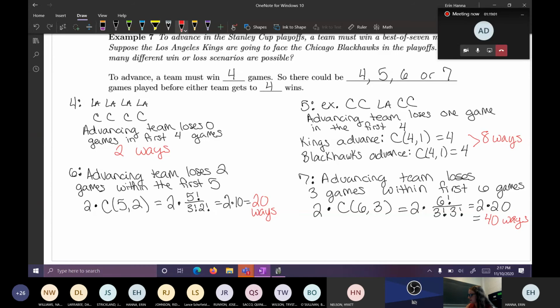So essentially, now we have these disjoint situations. We either have they win in 4 games, 5 games, 6 games, or 7 games. So the total amount of ways that this could happen: since they're all disjoint, we can go back to the addition principle and say we have 2 ways plus 8 ways plus 20 ways plus 40 ways. So there are 70 total scenarios.